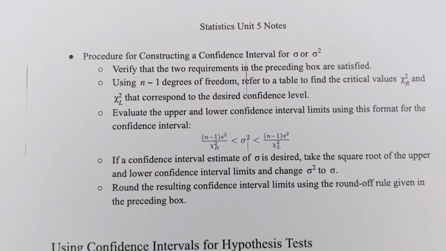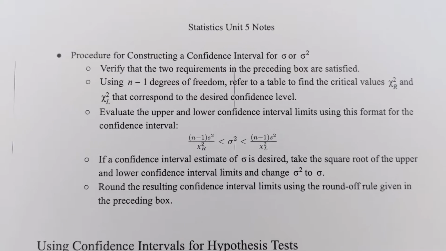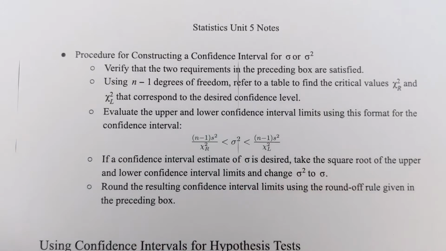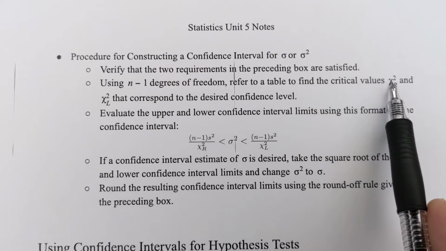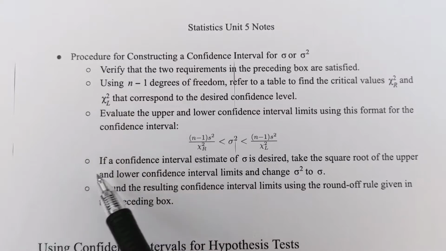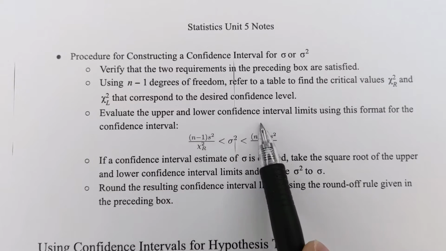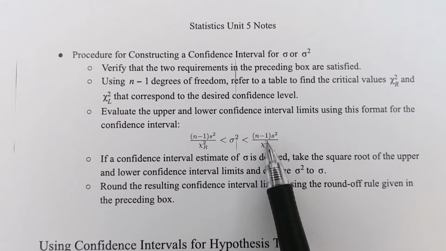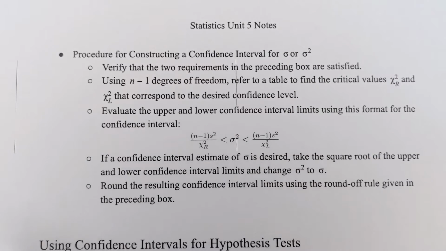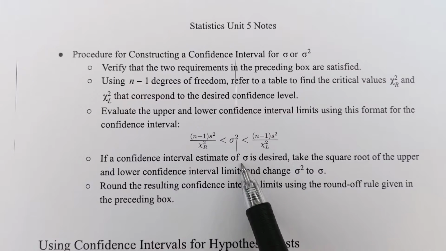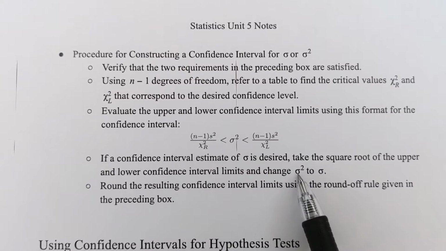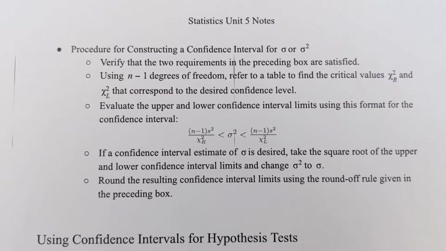Alrighty, so let's look at the procedure here. You've got to make sure you have a normal distribution. Use n-1 for your degrees of freedom. Find chi-squared R, chi-squared L. Calculate your interval like this. Now, if you notice, this one does not have us finding an error value because the error would be different on either side, so we don't mess with it. If you want to find sigma, you take the square root, changing sigma squared into regular sigma, and round to one extra decimal place.